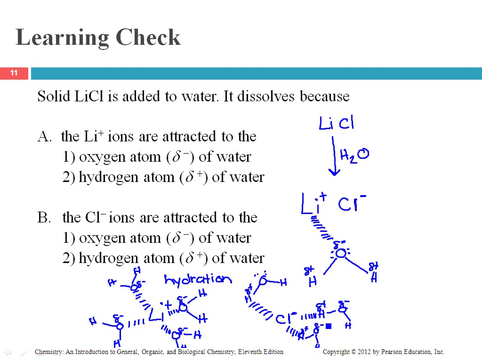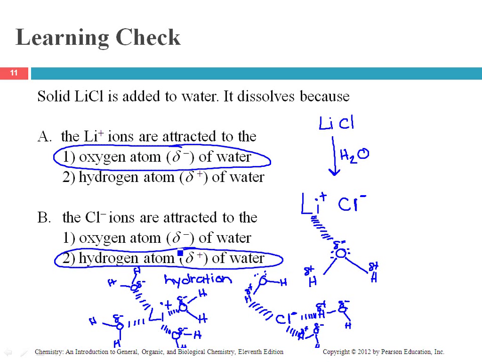So if we look at our answers here, the lithium ions are attracted to, so there's an attraction between the positive charge and the partial negative charge on the oxygen atom of the water. The chloride has a negative charge, so it's going to be attracted to the partial positive charge of the water.